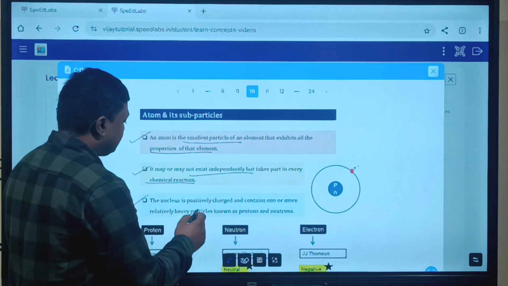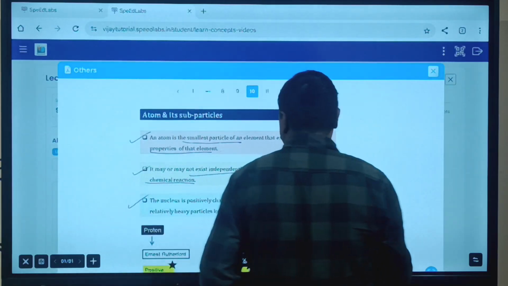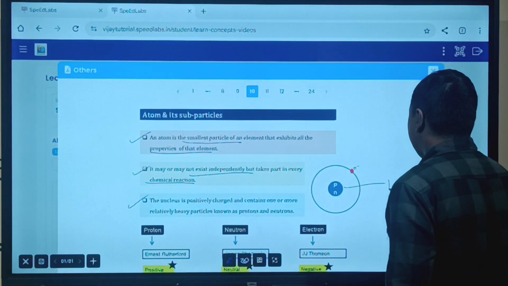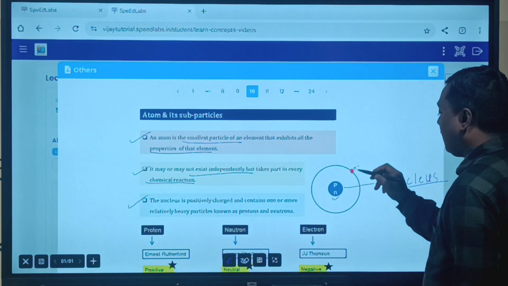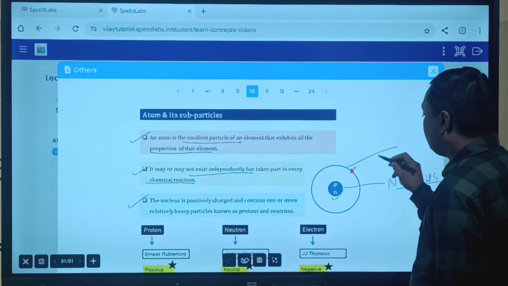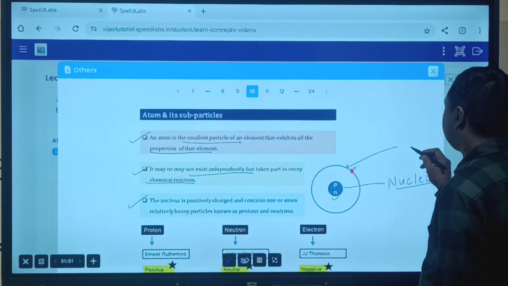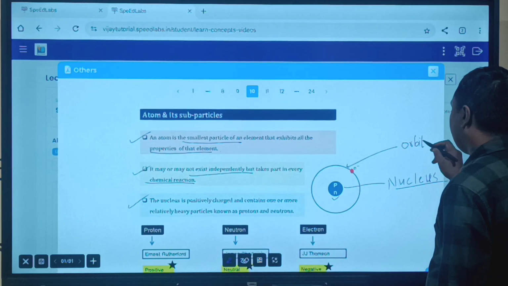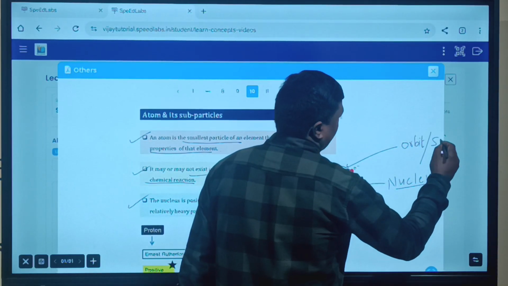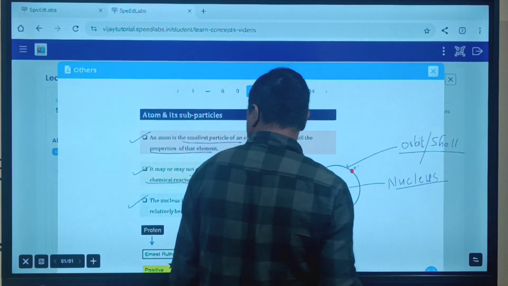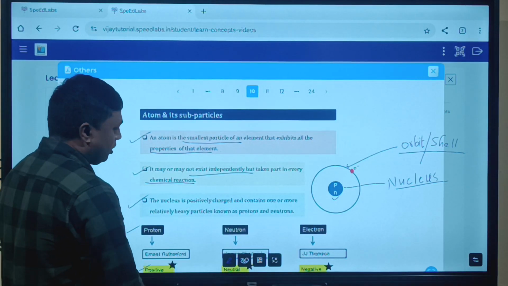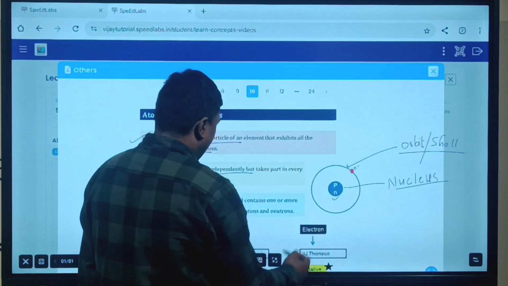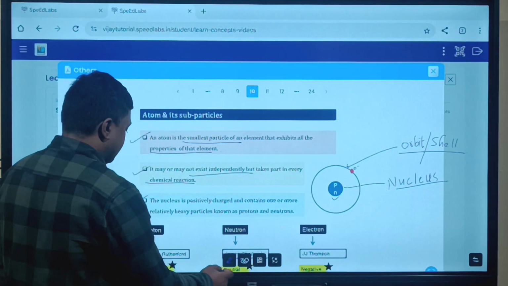Generally, when we talk about an atom, children, an atom has two main parts. One part is the nucleus, which contains protons and neutrons, and outside the nucleus electrons are revolving in circular paths. This path is called an orbit, or also called a shell. Proton has a positive charge, electron has a negative charge, whereas neutron has no charge. Neutron is neutral, you can see.